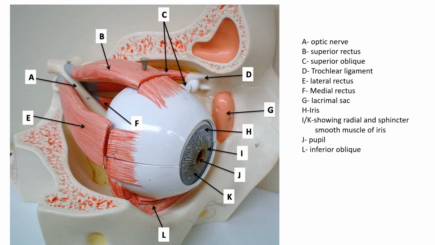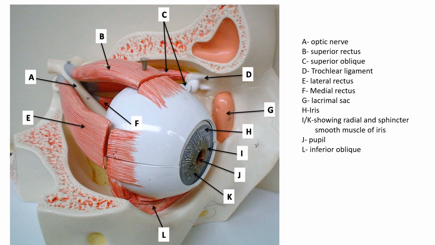Over here, this muscle is the lateral rectus. And we're looking deep inside the orbit here. In the background, we can see the medial rectus. G is pointing to the lacrimal sac. The lacrimal gland makes eye secretions, your tears, and they are swept medially, and then eventually those tears, those eye secretions, end up in the lacrimal sac.